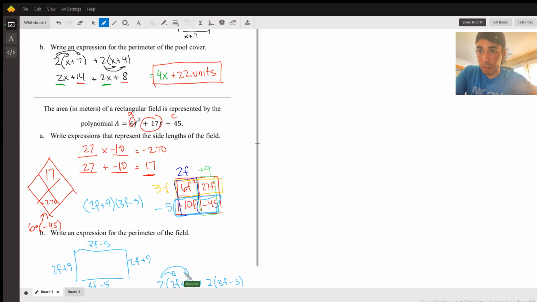Distribute the 2. So 2 times 2f is 4f. 2 times 9 is 18. Let's distribute over here. So 2 times 3f is 6f. 2 times negative 5 is negative 10. So we're going to combine our like terms. 4f plus 6f gives us 10f. And then 18 minus 10 gives us 8. So it gives us a final answer of 10f plus 8. And if you want, we could say units. All right, there we go.